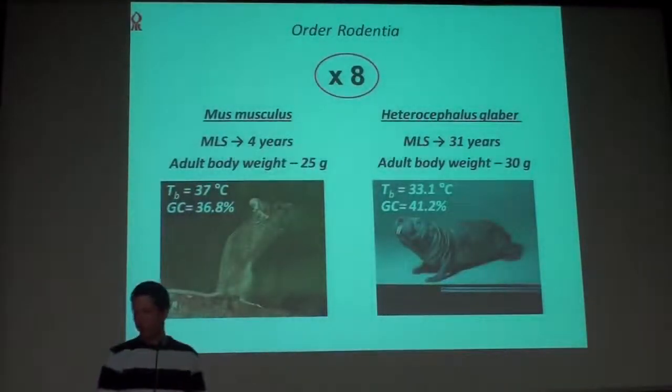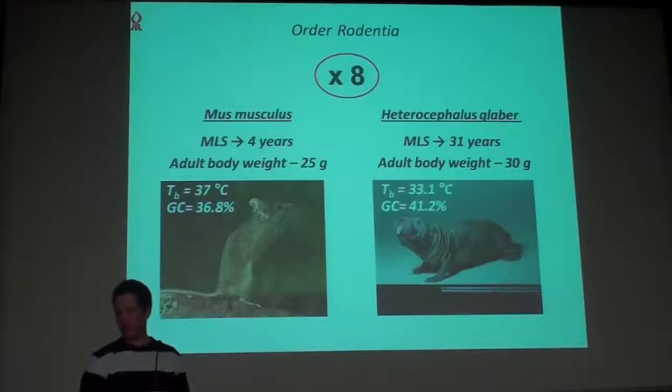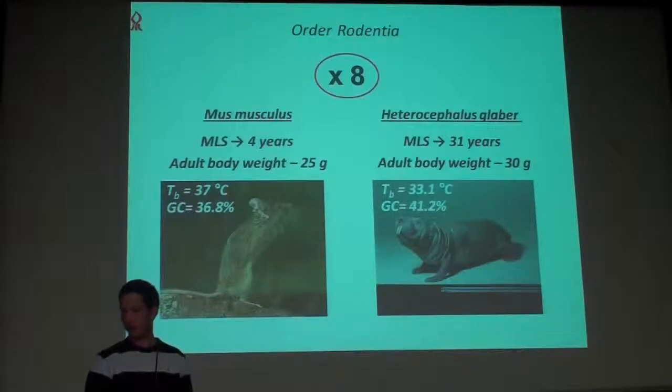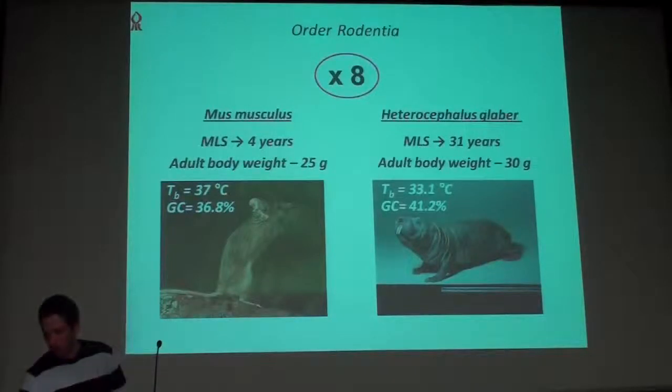We have two factors, the body temperature and GC, and we can tell by eye that species with low body temperature and high GC live much longer than species of comparable body size. As an example, I give you the naked mole rat. It is often mentioned in the literature, but it's exceptionally long-lived, especially compared to the similarly sized mouse.